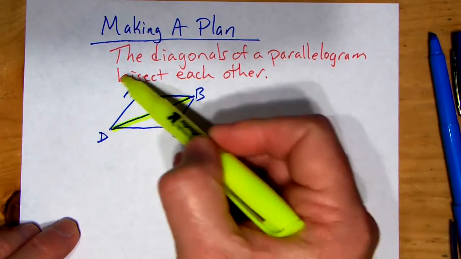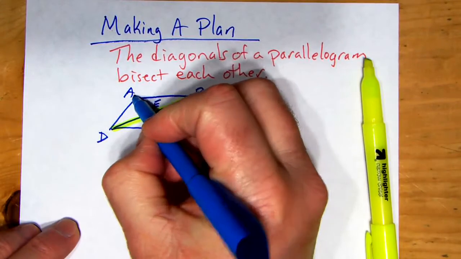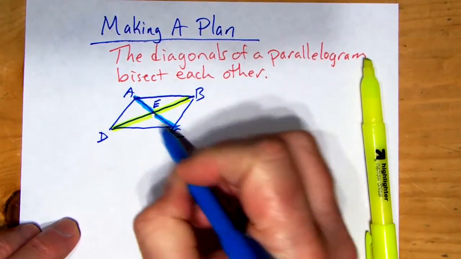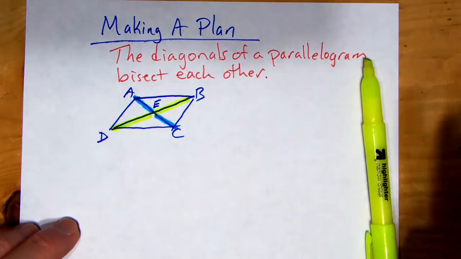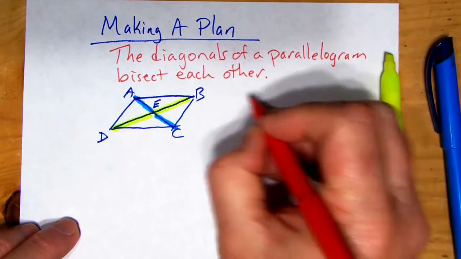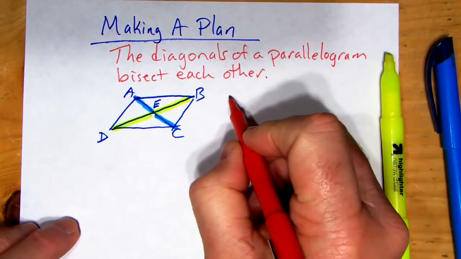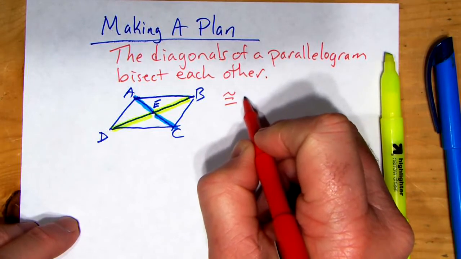If we can show that, then we know that AC bisects BD, and that AE is congruent to EC, because if we can do that, we can show that BD bisects AC. So that's what we're going to try and get. So at the end of our proof, we want to have some congruent segments.